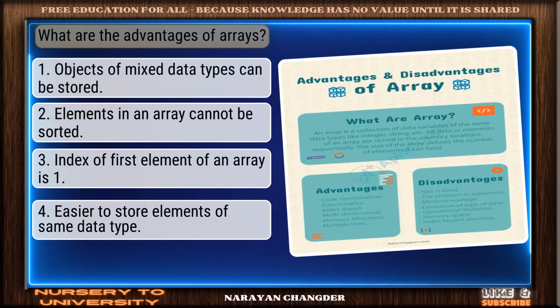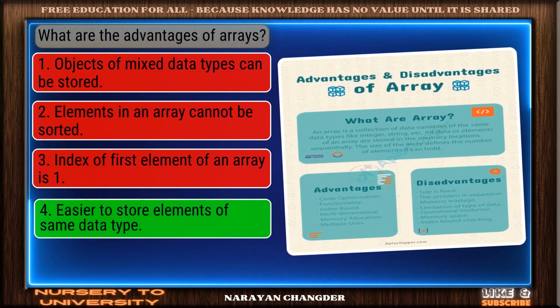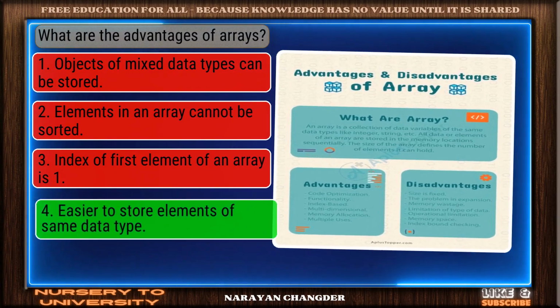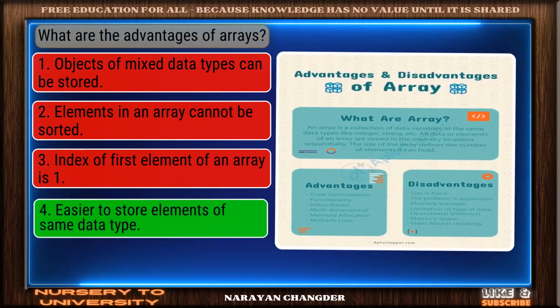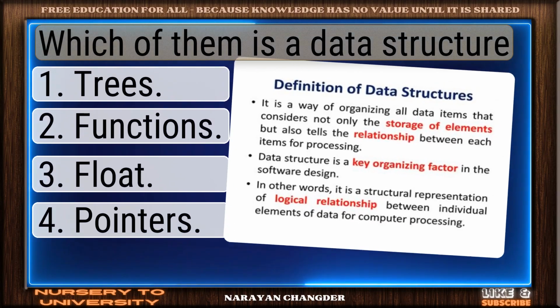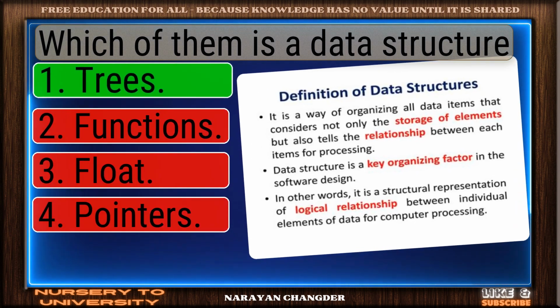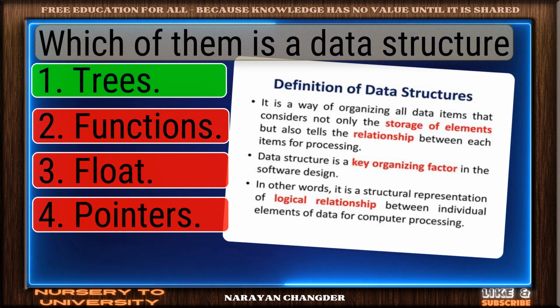Question number 21. What are the advantages of arrays? Good thinking. Easier to store elements of same data type is the right answer. Question number 22. Which of them is a data structure? Great thinking. Trees is the right choice.